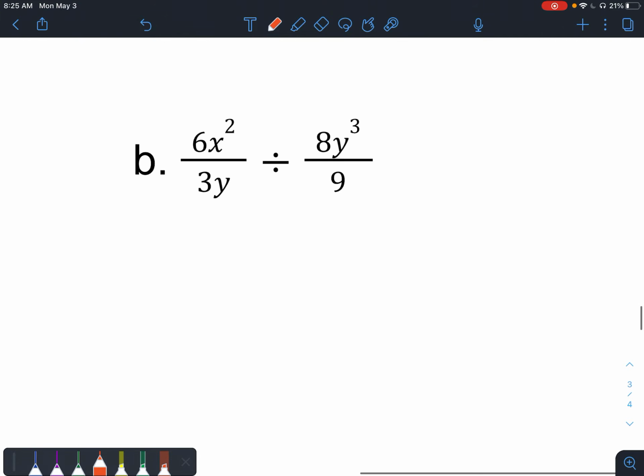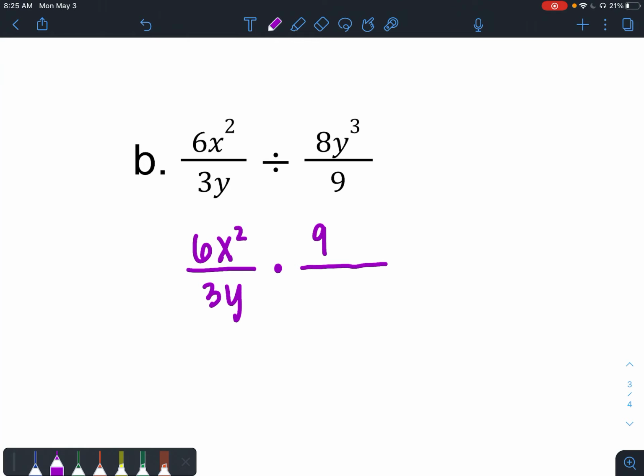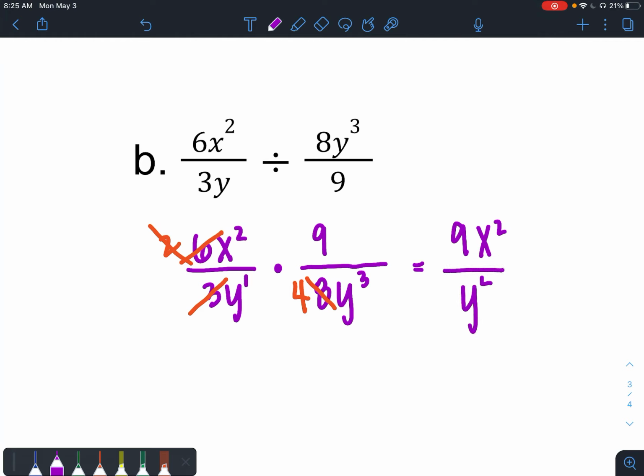Here's our next example. Okay, so keep the first one the same and multiply by the reciprocal of the second. Simplify before you multiply, so I have a 6 and 3 in common, so that's going to be 2. This 2 can actually cancel with this 8 and give me 4. So I have x squared times 9 and y to the first times y to the third is y to the fourth.